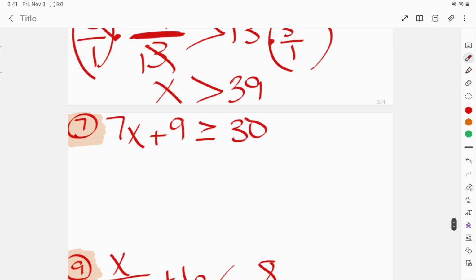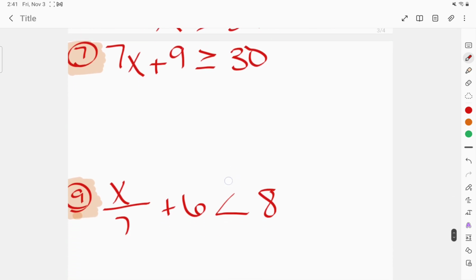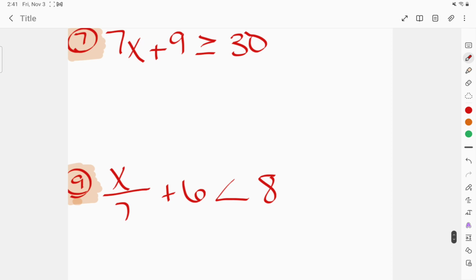All right. Moving on to 7 and 9, and then we will be done with this video. So I'm going to do these a little bit slower without talking so that you can work them out. Make sure that you understand them so that you can finish the page on your own.